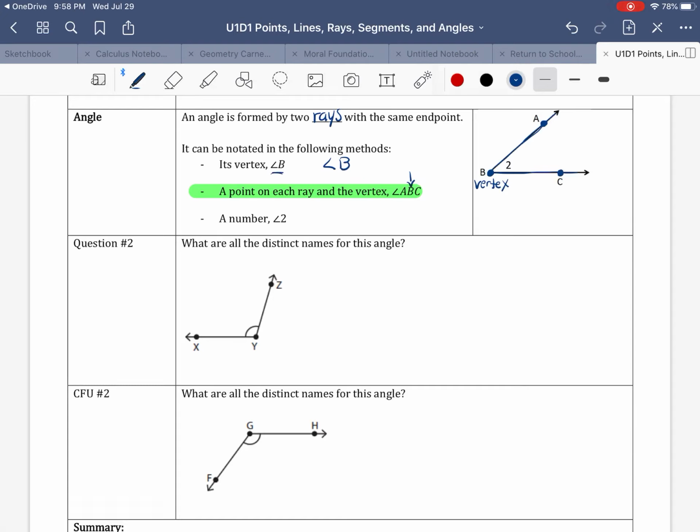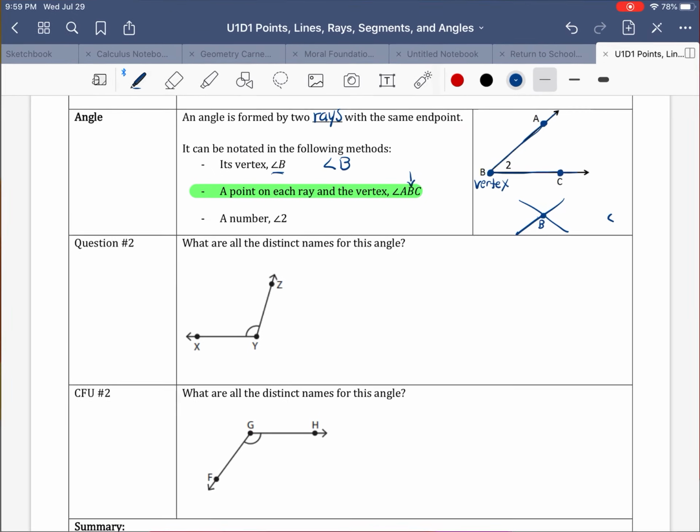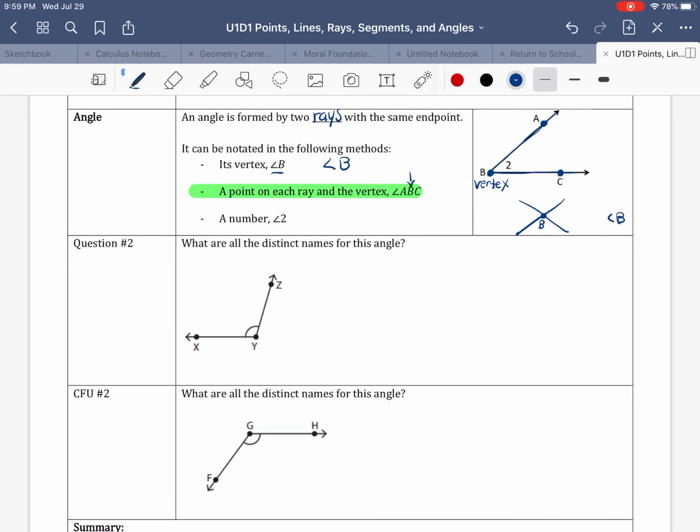Sometimes just using the vertex is enough, but as we get more complicated, we'll have pictures that look like this, and B indicates this point right here, but if you just write angle B, you can be talking about 4 different angles there, and that's really confusing. So whenever possible, use this method. The reason we talk about all 3 of these is if you see it in a question, you have to be able to identify what they're talking about.